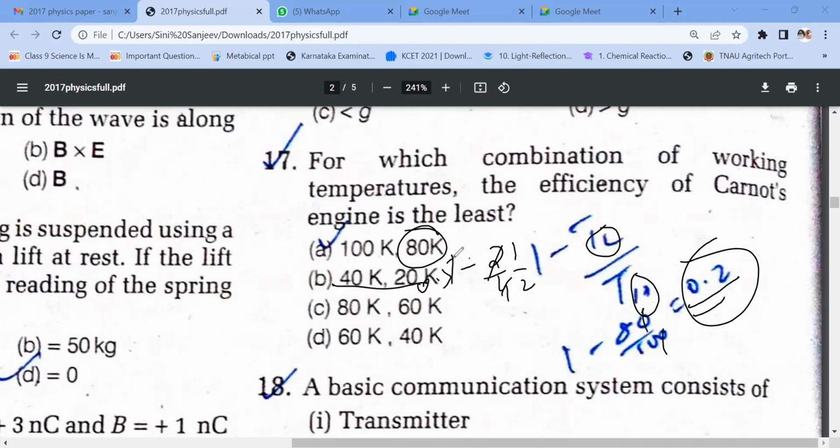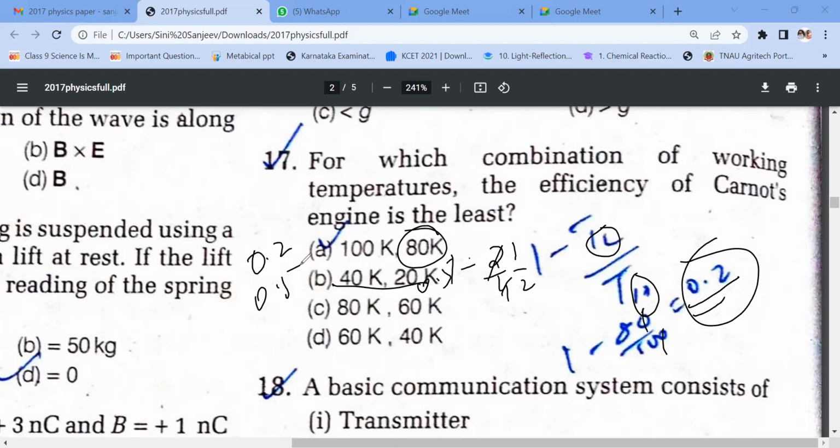Next one, what is it? This is my 0.2. This is my 0.5. Next one, what is the answer? Next two. Wait 1 second, sir. First one is 0.2, then 0.5, then... Wait 1 minute.